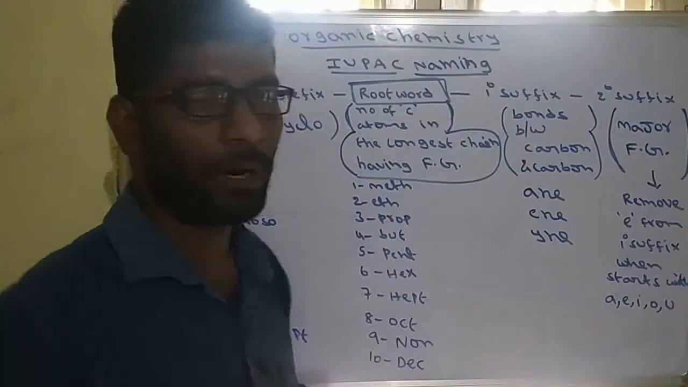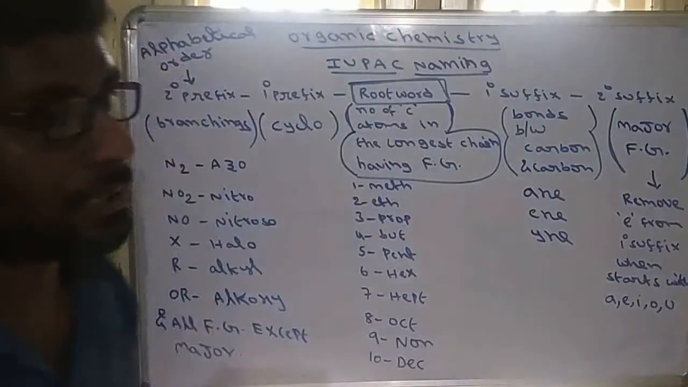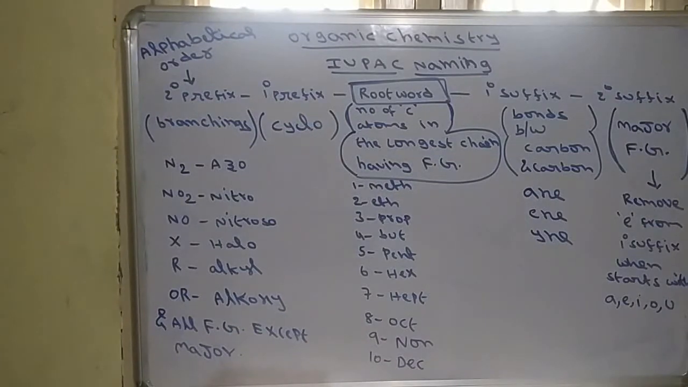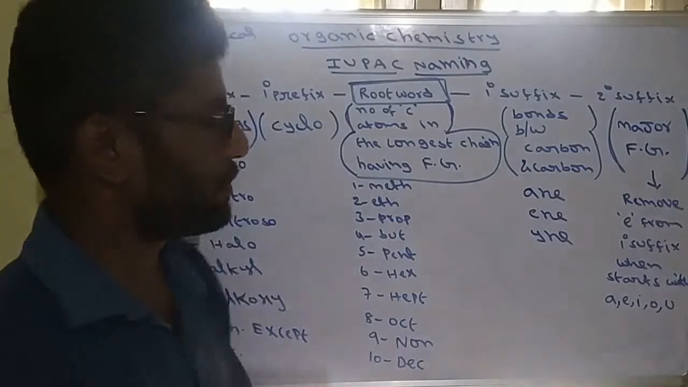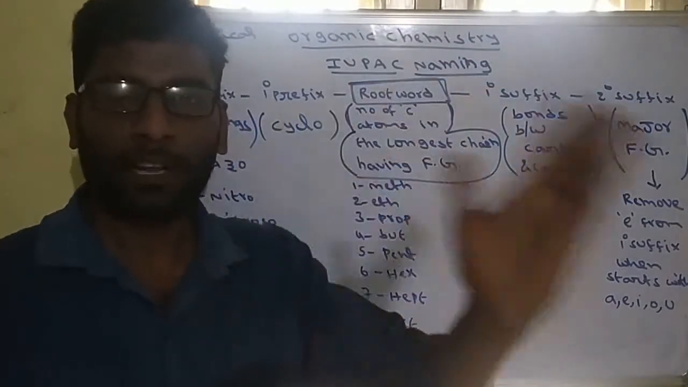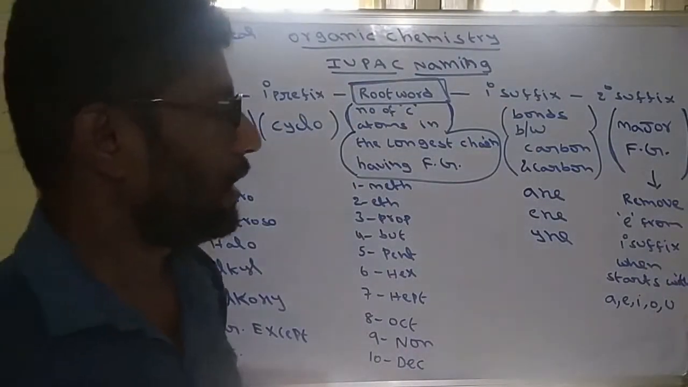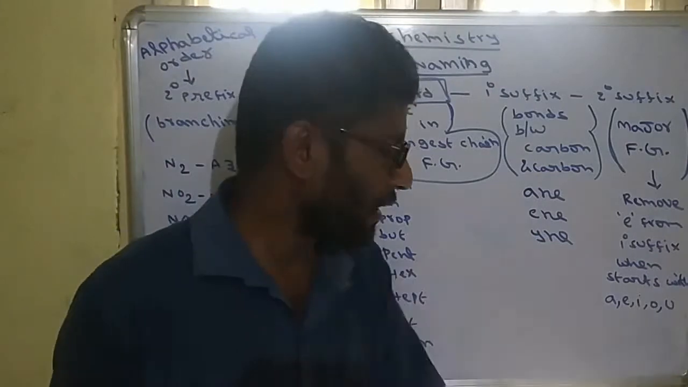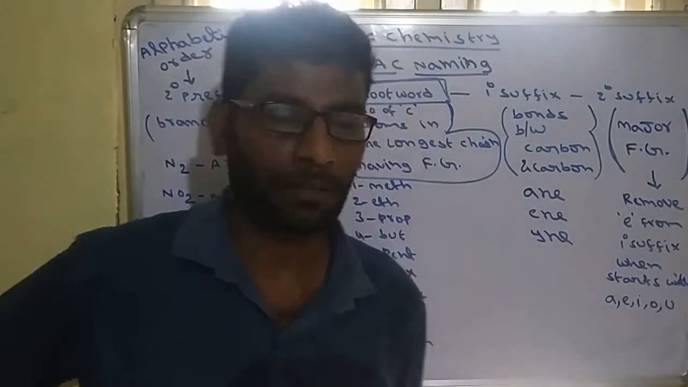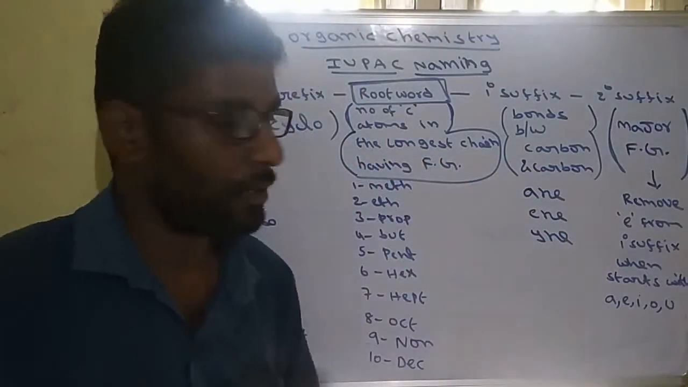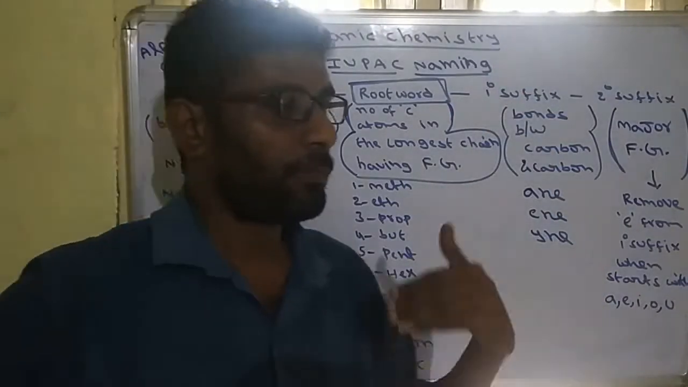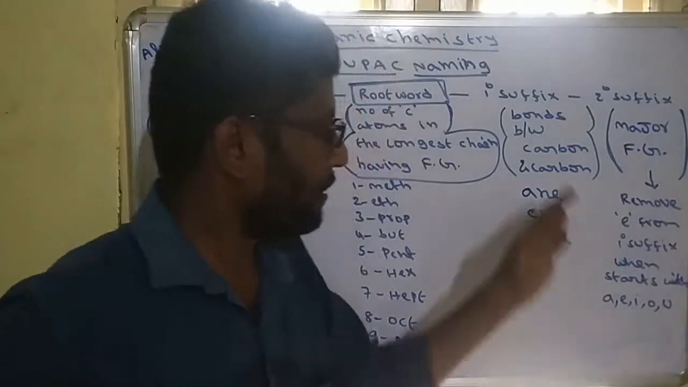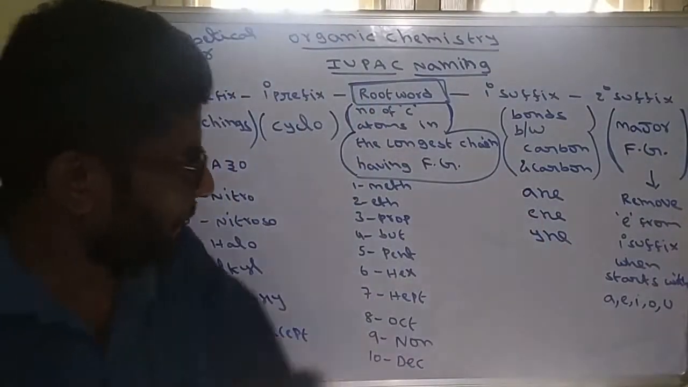After writing the root word, we write the primary suffix. Primary suffix means the bonds between carbon and carbon. Between carbon and carbon, we have to write what types of bonds are there. If the bond between carbons is a single bond, we write ane. Double bond, we write ene. Triple bond, we write yne. So based on the types of bonds present between carbons, we write ane, ene, yne.